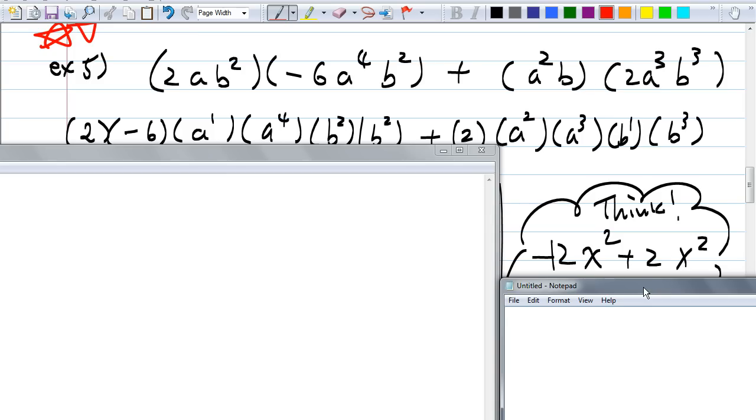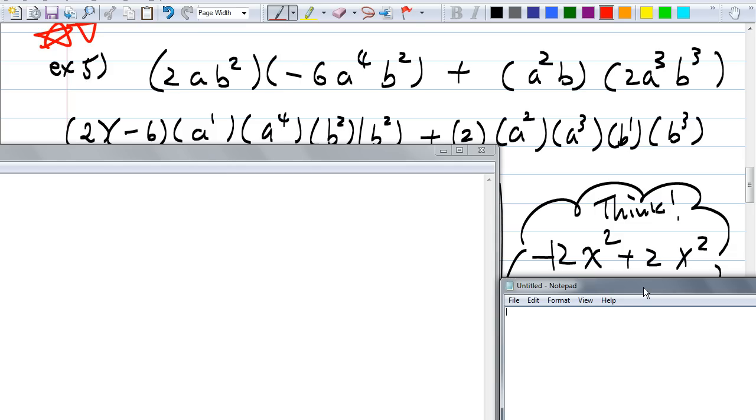If I have negative 12x, forget about all these things. Think about what we did last time. Are these two like terms? Yeah. Do they look exactly alike except for their coefficients? Yeah. So what is negative 12x squared plus 2x squared? Is it negative 10 only? No, it's negative what? Negative 10x squared.